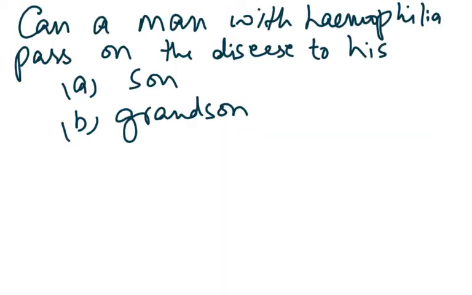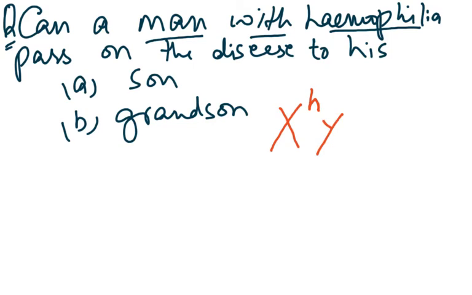Now this is a very favorite question which comes on this part of the syllabus, and it would come many times in your papers: can a man with hemophilia pass on the disease to his son? So if the man is suffering from hemophilia, that means we have an X with a small h and there's a Y. I mean, think about it for a while. Just pause the video. Now you realize if you're a son, you got the Y from your dad. So the son always gets the Y from his dad.